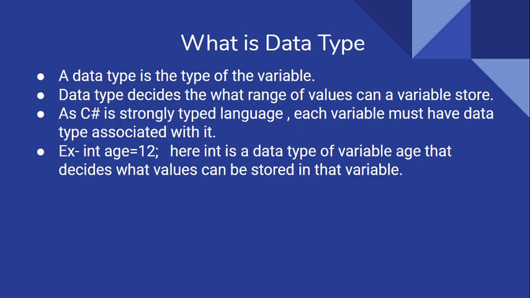variable age. As you know, C# is a strongly typed programming language, which means each variable must have a data type associated with it. So this is just an example which I mentioned right now, that we declare the variable age of data type int and assign the value 12 to it.